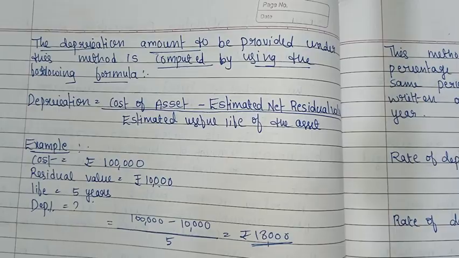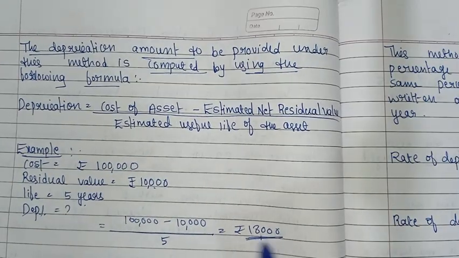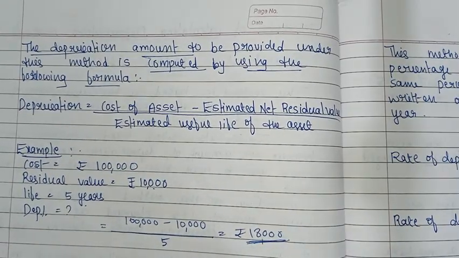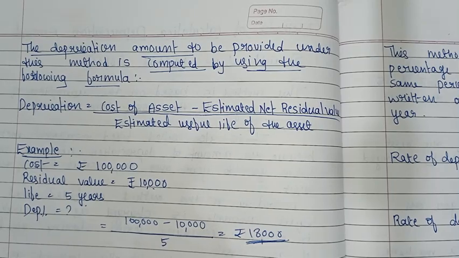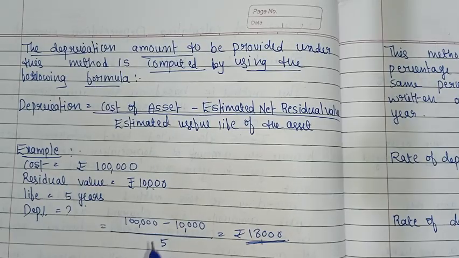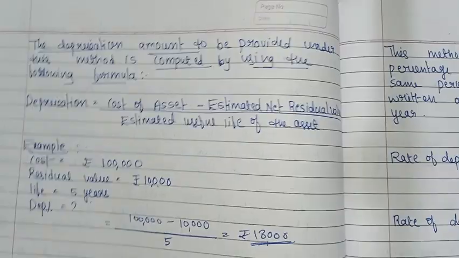So finally, we charge equal depreciation, that is rupees 18,000 every year. And the scrap value that is left in the books, that is rupees 10,000. So I hope this is clear to you all.